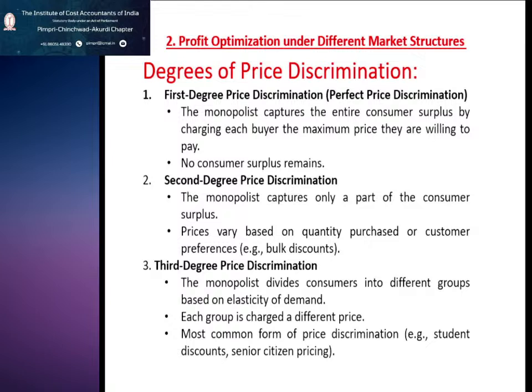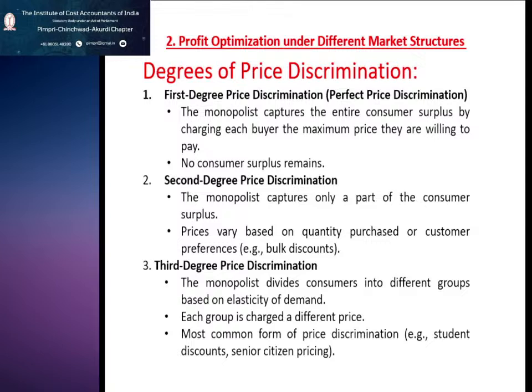Now let's understand the degrees of price discrimination prevailing in the various market structures. The first degree of price discrimination is perfect price discrimination. The monopolist captures the entire consumer surplus by charging each buyer the maximum price they are willing to pay. So no consumer surplus remains. This is perfect price discrimination.